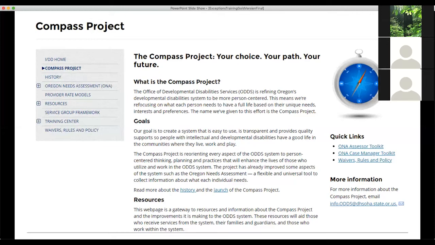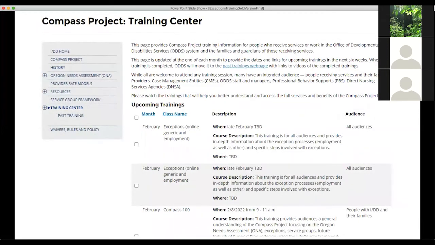But if you look on the menu on the left in the gray box, second from the bottom, there is a link to the training center. If you click that, it will take you to the Compass Project Training Center, where we have all of the trainings listed. Some of them say to be determined.